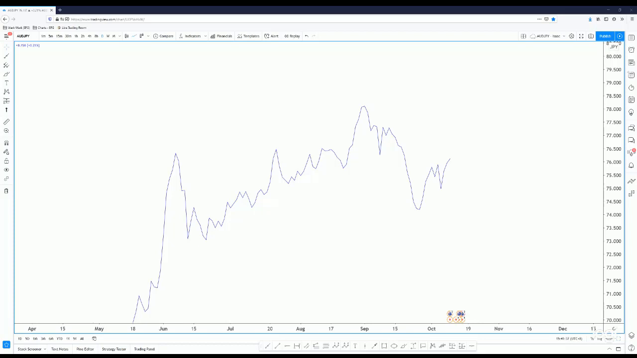Hi everyone, welcome back to today's trade of the day, and for today's trade of the day we will be looking at the Aussie yen. There is actually a very nice breakout that I've noted, and it's also confirmed on the 4 hours. So let's first start off with the daily chart.